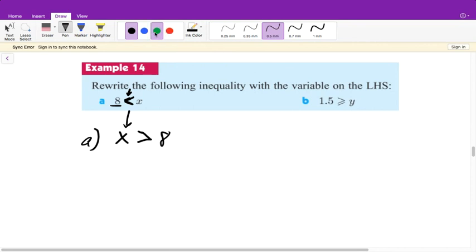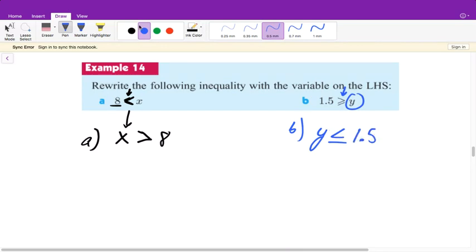All right, so same thing here. This next one, we have 1.5 is greater than or equal to y. So if we want to rewrite this with our variable on the left-hand side, I simply just start with my variable on the left-hand side. I look at my inequality sign. Well, the inequality is opening up towards 1.5, so that means that y is less than it. So we can rewrite it as y is less than or equal to 1.5.